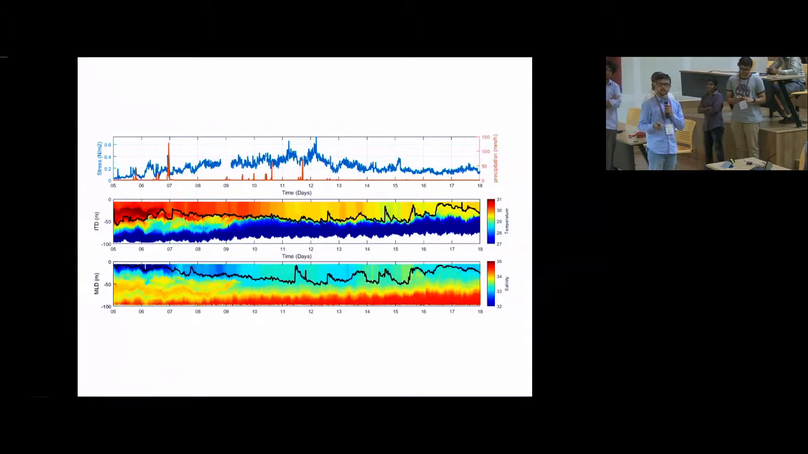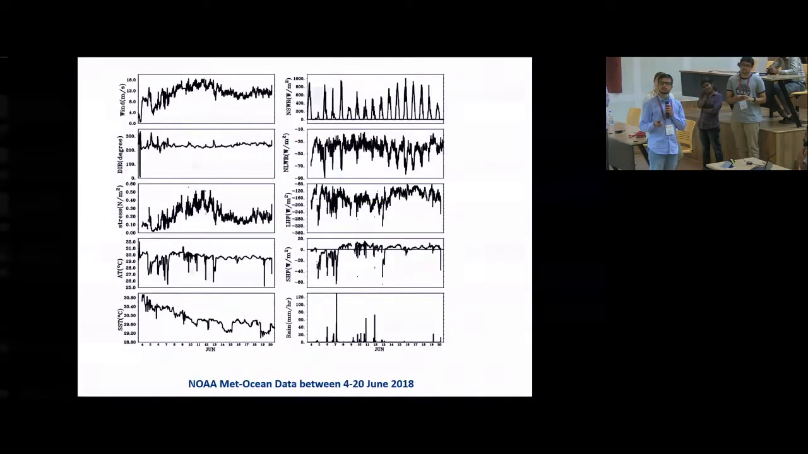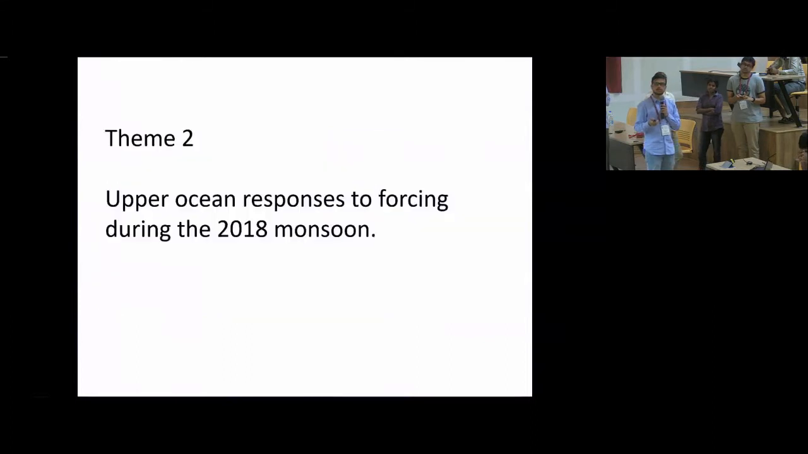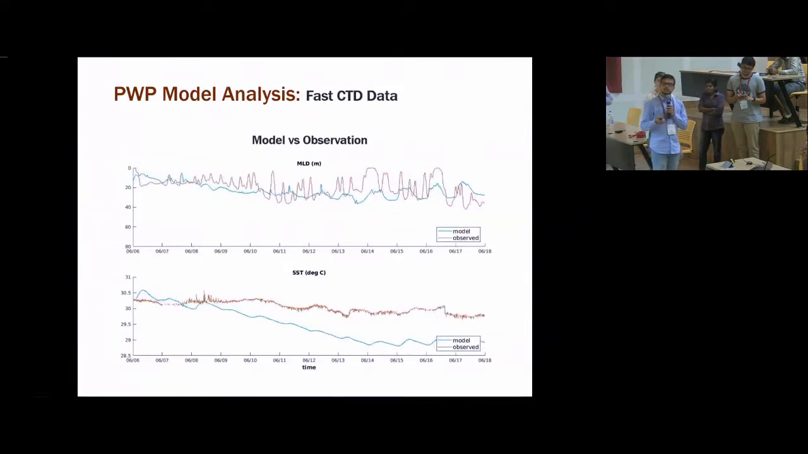So we took these atmospheric and surface forcing, and we ran the PWP 1D models of the mixed layers to see if the observations match the model. This is the fast CTD data, and the model is in blue and observed data is in red. We saw that the model moderately predicts overall where the mixed layer depth is in the observation, but in the SST we couldn't predict as observed.